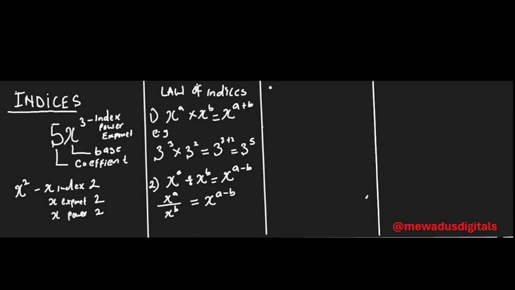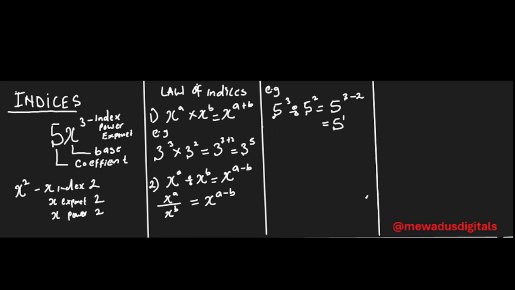Let's take an example to show that. For example, if we have 5 raised to power 3 divided by 5 raised to power 2, this is going to give us 5 raised to power 3 minus 2. We're having the same base and the operation between them is division. All you do is take one of the base and subtract the power, 3 minus 2. Then we are going to have 5 raised to power 1.